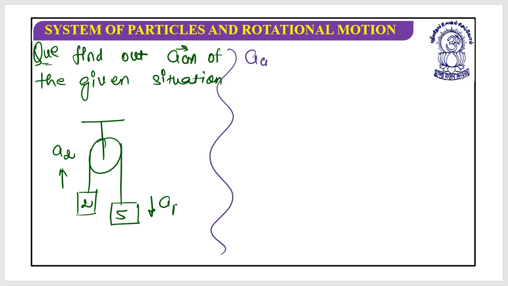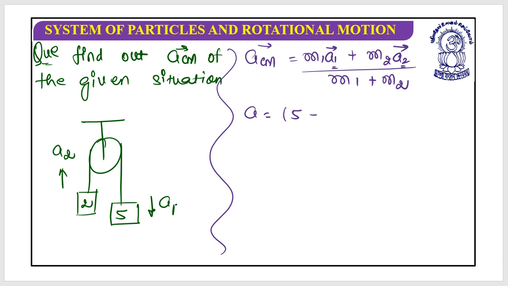For ACM, what I need is M1A1 plus M2A2 divided by M1 plus M2. This is all I require. But for A1 and A2, I need to find the acceleration, and that acceleration could be given as 5 minus 2 into g divided by 5 plus 2. Yes, it's m1 minus m2 divided by m1 plus m2 into g. So it's 5 minus 2, 3, into g. This is 30 by 7 meter per second square.